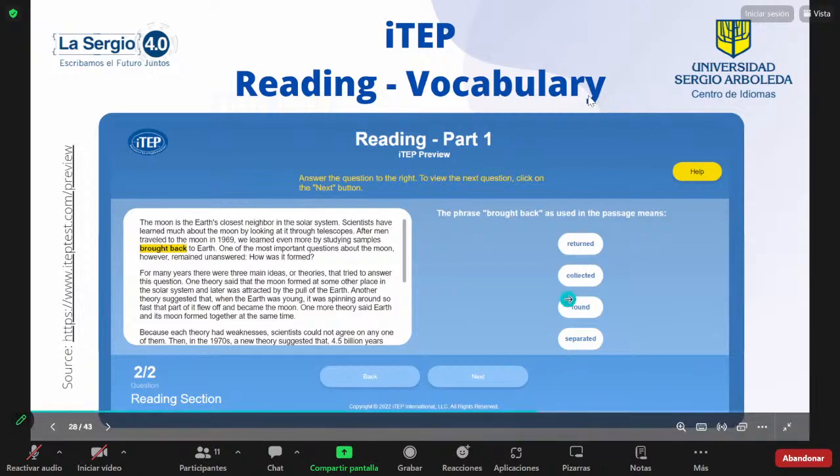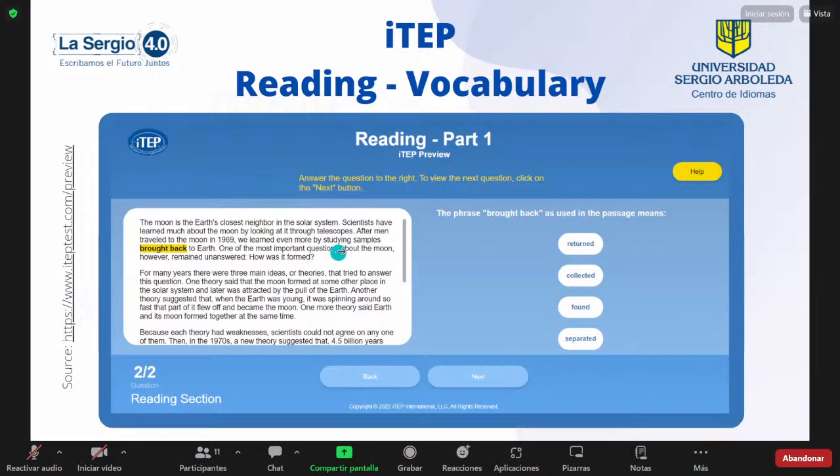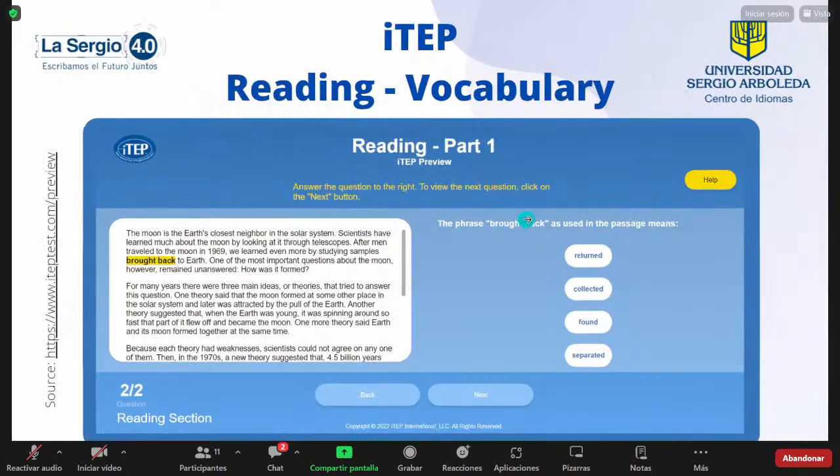Okay. A, B, C, or D? Brought back to earth. Okay. Returned. Collected, found, separated. So guys, you see, for these questions you don't need to read everything. You just go to "brought back," then you just read this paragraph and that's it, no?